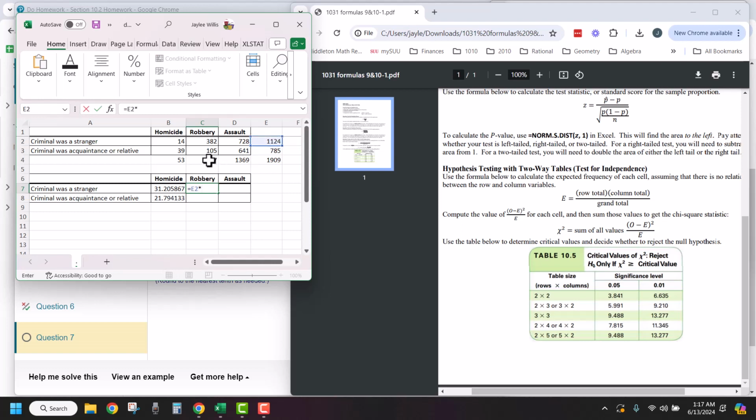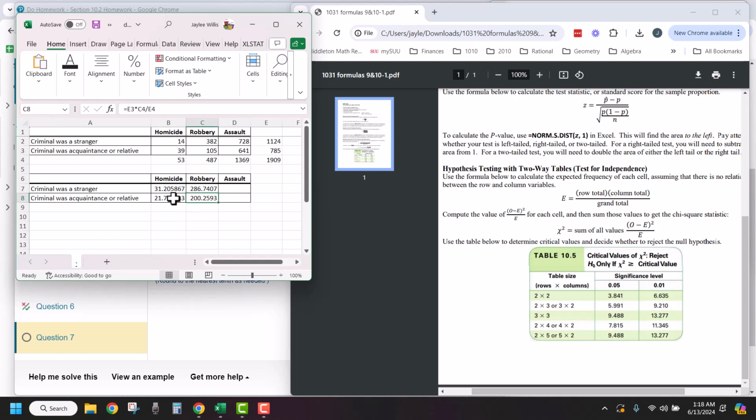Row total times column total divided by grand total, and row total times column total divided by grand total. And you can see that these numbers are pretty significantly different than what we've got so far. So it's likely that we're going to reject our null hypothesis and say that there is a relationship between whether a criminal was a stranger or acquaintance and the type of crime that was committed, just based on looking at these numbers and the fact that these are pretty different.